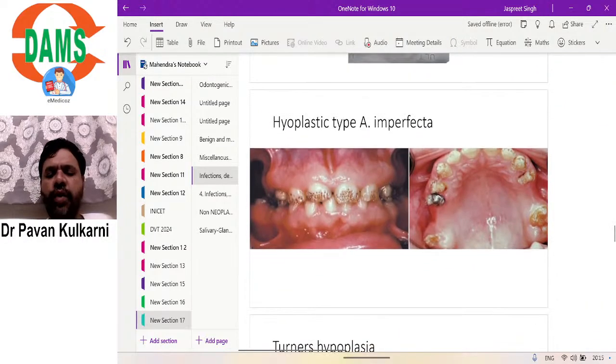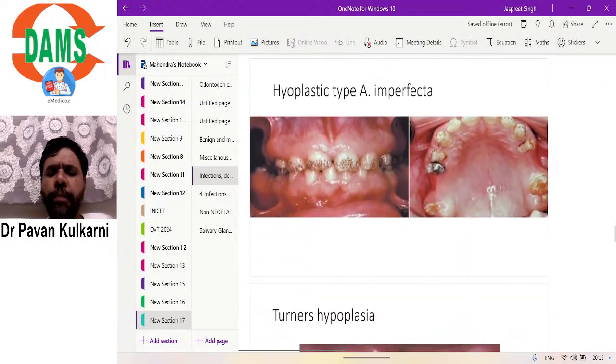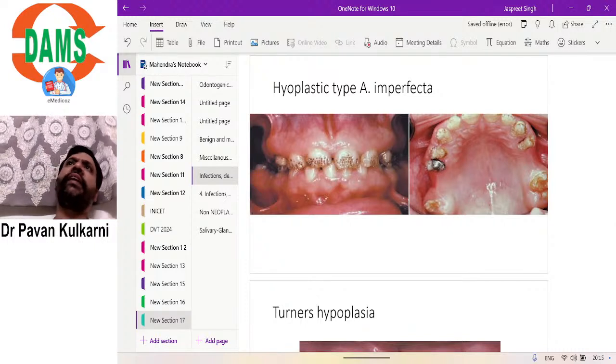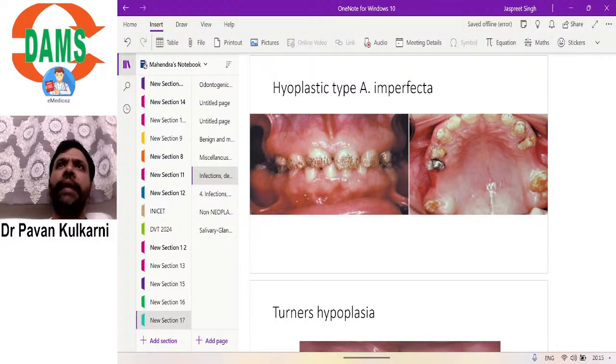Now this is a case of hypoplastic amelogenesis imperfecta. Amelogenesis imperfecta, we know, is basically a hereditary type of enamel hypoplasia. This is typically type 1. How to identify this image? This is a very characteristic image. We have to identify this image by seeing the pits. So a pitted enamel surface is a very characteristic feature of hypoplastic amelogenesis imperfecta.